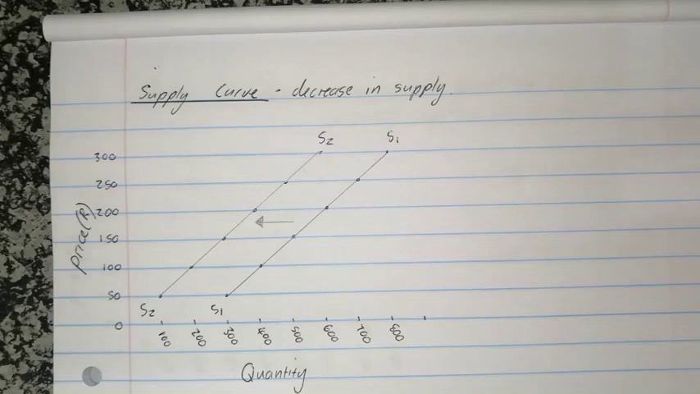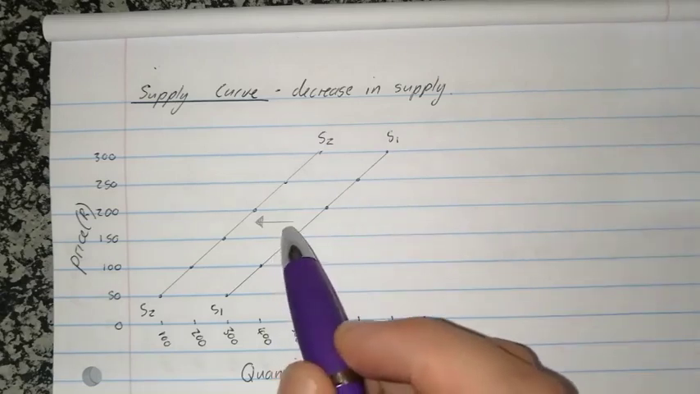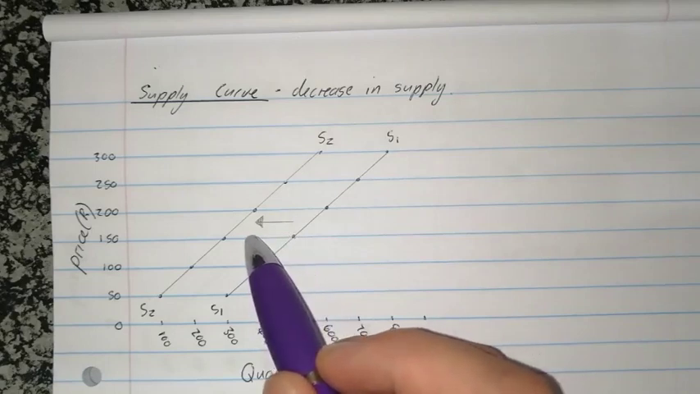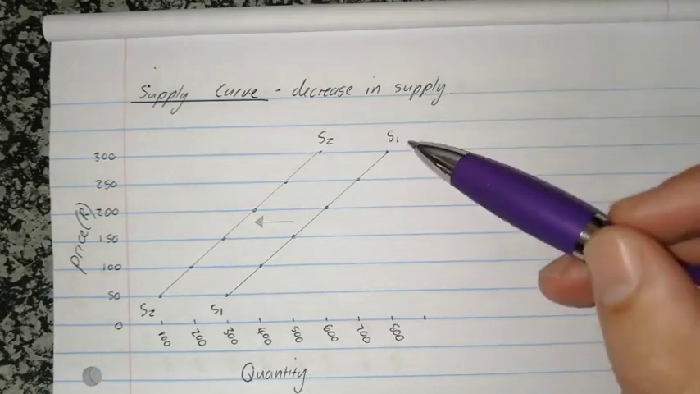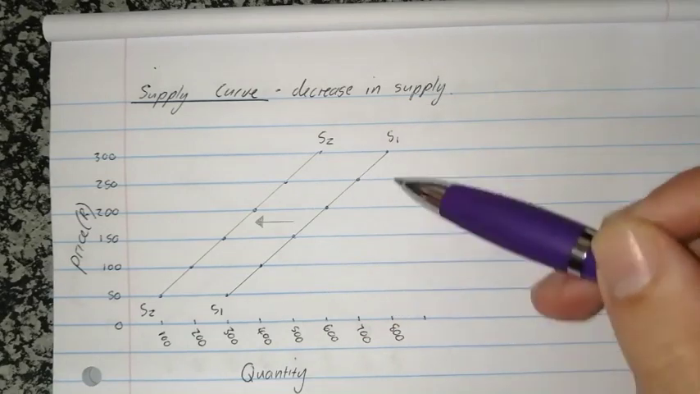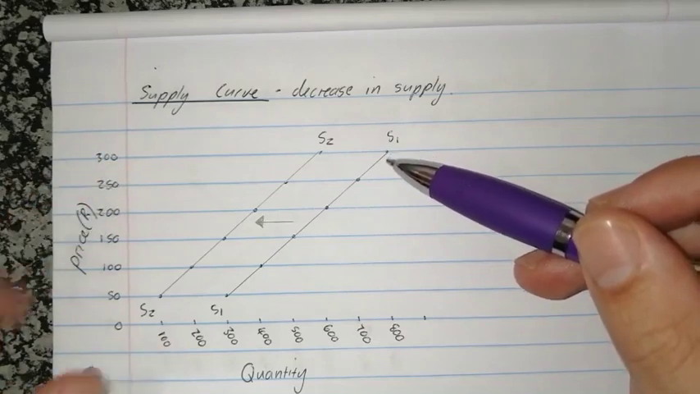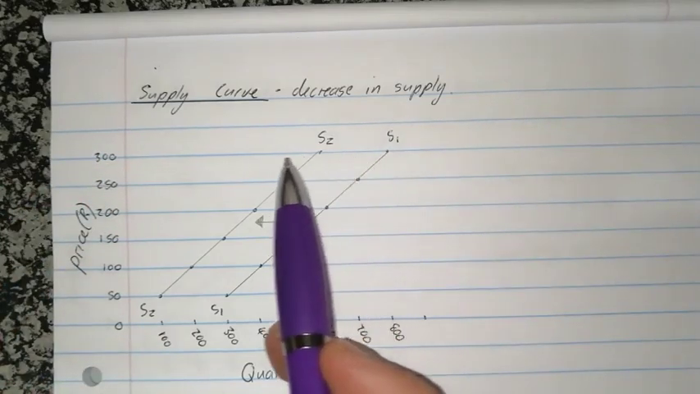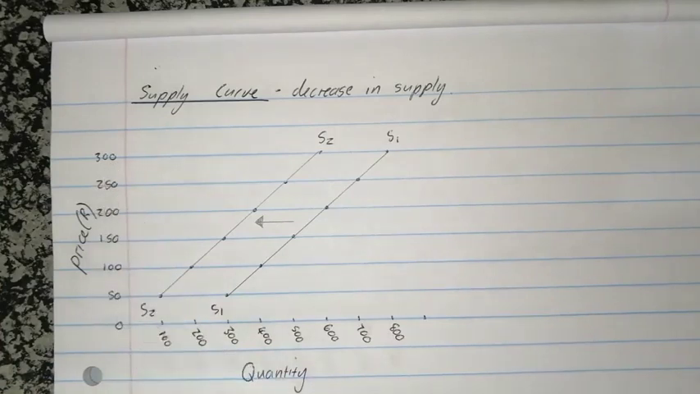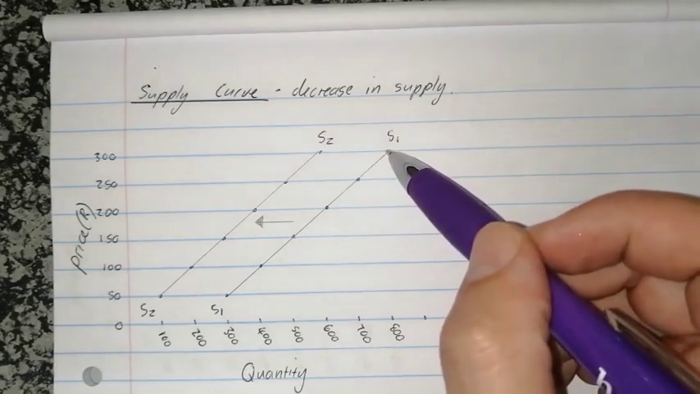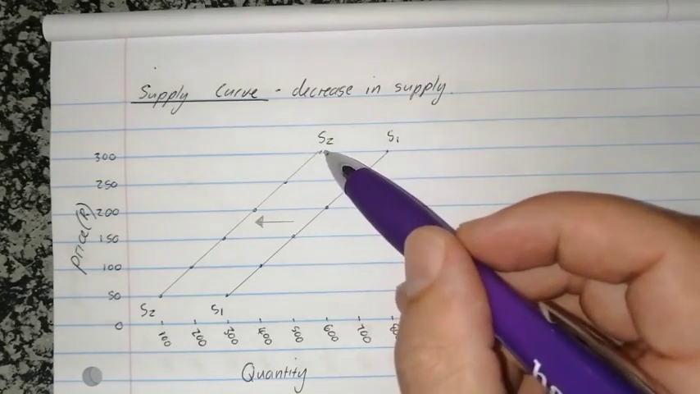Okay, guys, remember a decrease in supply is represented by a shift to the left in the supply curve. Let's do an example. Let's say originally we produced 800 units at 300 Rand. Let me show you how I got that. Just follow the line to 300 Rand. But now let's say because of an increase in cost of production, we need to produce fewer items. There will be a shift to the left from S1 to S2.